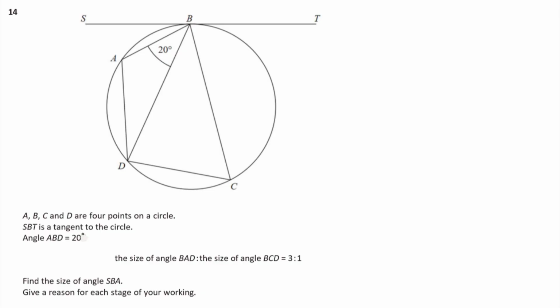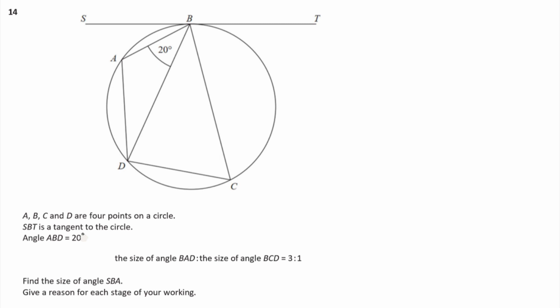Question 14. A, B, C, D are 4 points on a circle. SBT is a tangent to the circle. Angle ABD is 20 degrees. The size of angle BAD compared to the size of angle BCD is in the ratio of 3 to 1. Find the size of angle SBA. Give a reason for each stage of your working.